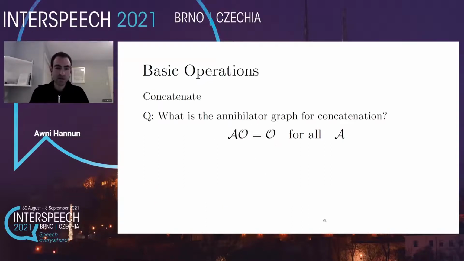Okay, here's another question. What is the annihilator graph for concatenation? So annihilator is like the number 0. When you multiply a number by 0, you get 0 back. When you concatenate a graph by the annihilator graph, you should get the annihilator back. So what is the annihilator graph for concatenation?